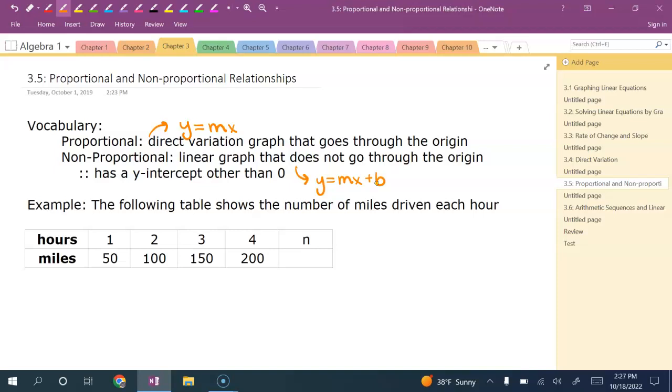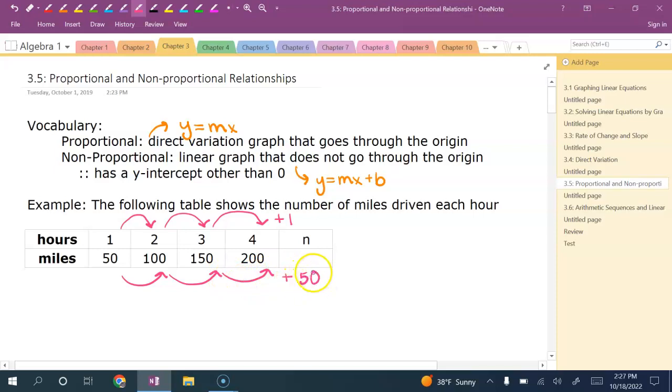So when I look at this table here, I want to take a look at what the top numbers are doing, what the bottom numbers are doing. So my hours up here, if I look, I'm going 1 to 2, 2 to 3, 3 to 4, and so on. All of those seem to be adding 1 at a time. And down here, we're going 50 to 100, 100 to 150, 150 to 200. So all of those are adding 50 each time.